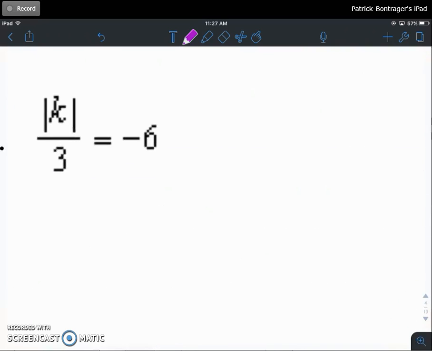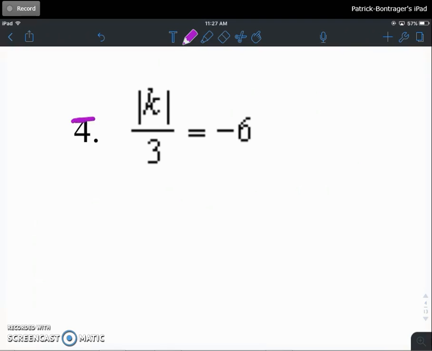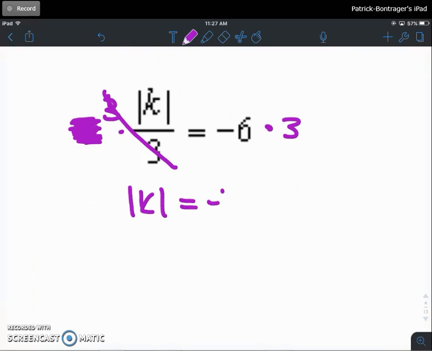Alright, the next thing we're going to talk about is absolute value equations. They're pretty much the same idea. We're just throwing absolute values in to remind ourselves about absolute values. So, how is the absolute value of k and 3 connected? It is division, so we're going to multiply both sides by 3. So I have to cancel on that. So I get the absolute value of k equals -18.